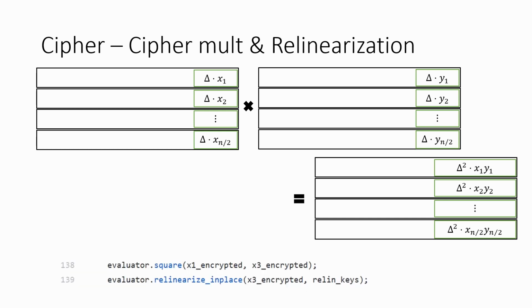So this is the source code. And this procedure requires some extra public parameter called the linearization key.